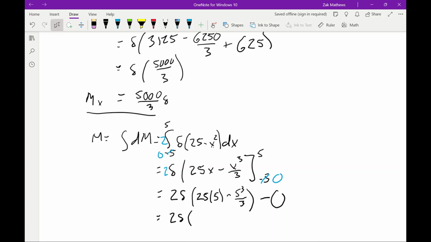So there is the mass of the plate, or the mass of our geometric figure. We are trying to find the y bar. We already knew that the x bar was equal to 0. So remember, for the y bar, we simply take the moment about x and divide it by the mass of the system. So we'll have Mx divided by M. Let me just go and write down the M. We'll have 500 over 3 delta. And our Mx, let me skim back up real quick. That was 5,000 over 3 delta.